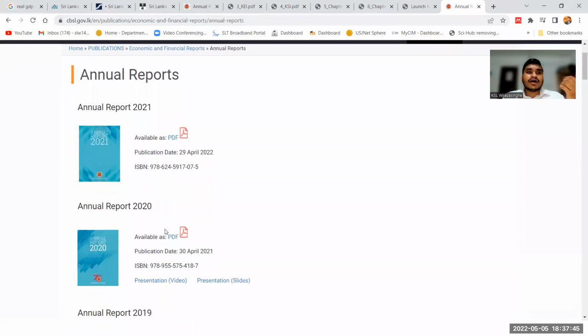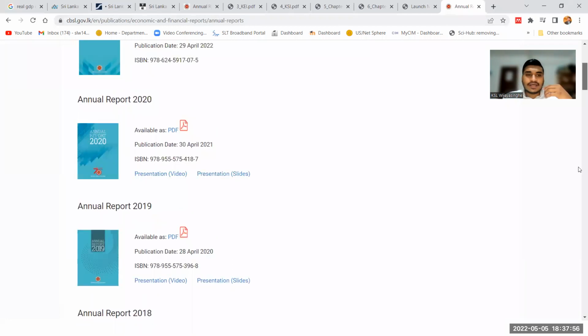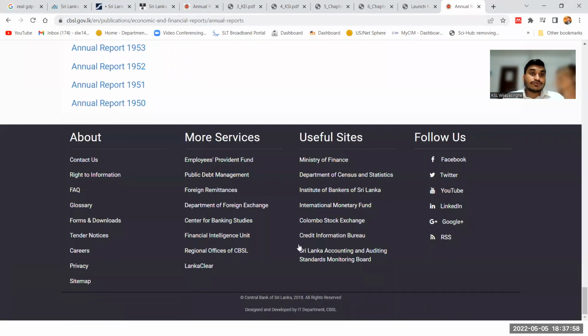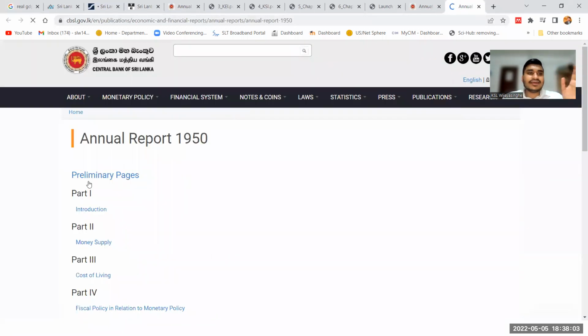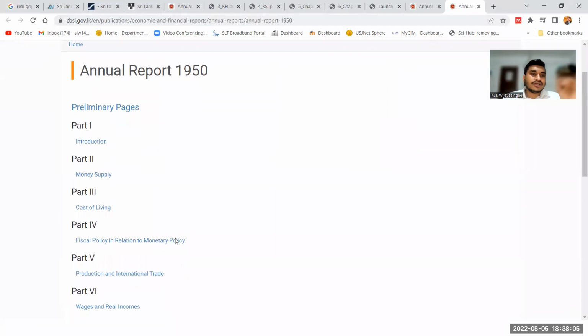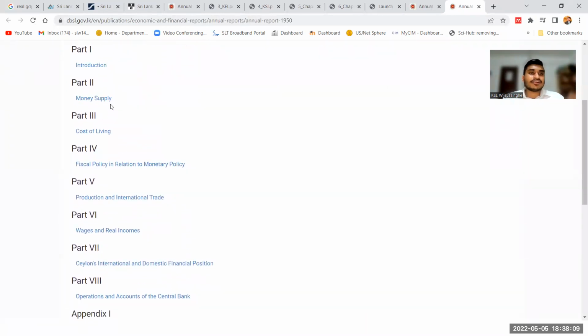So here you can get any annual report from 1950 to 2021. We have the 2021 version, and let's go to 1950. Okay, so it is readily available. The information is readily available, and you have different segments, different parts.